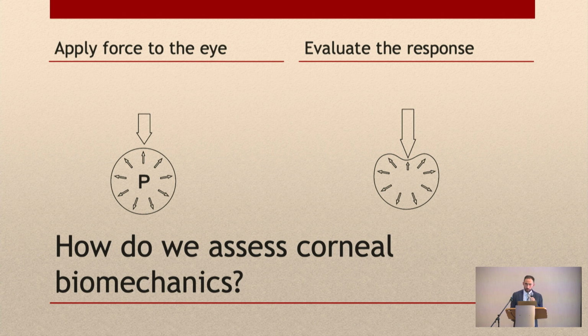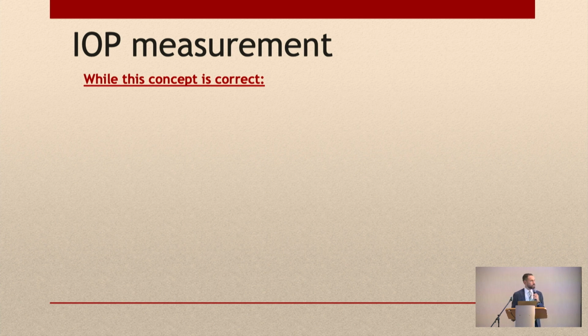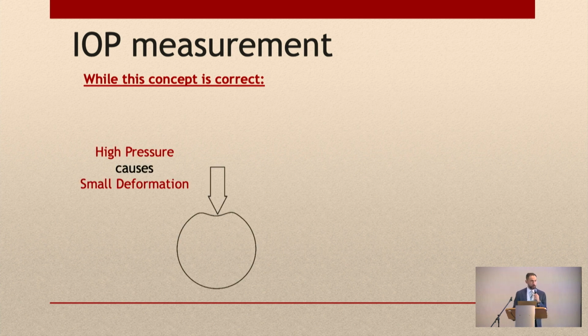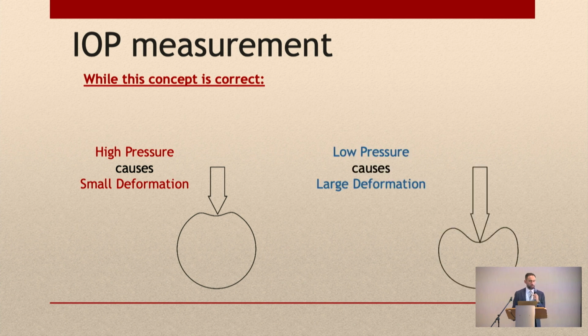If you use air puff tonometry to judge biomechanics, you apply a force to a ball, namely the eyeball, and evaluate the response. This concept is correct, but if you change the pressure inside the eyeball, that's a problem, because a high pressurized ball will deform less and a low pressurized eyeball will deform more. So how do you disconnect these things? Pretty much you don't.